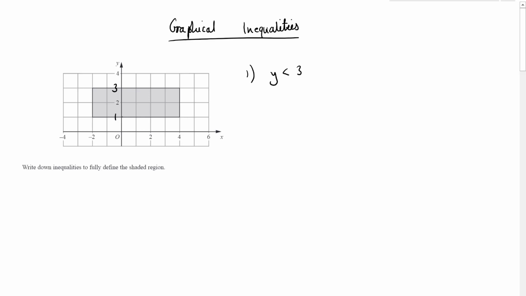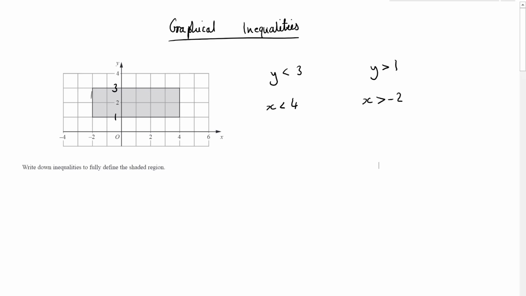The second one is below, and this goes through y is equal to 1, but it's looking at everything above y is equal to 1, so our second inequality is y is greater than 1. Our third inequality is going to be this line here. This line here is x equals 4, but we're looking at everything left of x equals 4, which means we're looking at everything less than 4. So this is x is less than 4, and then you can probably guess on the other side it goes x equals minus 2, but because we're looking at everything greater than that, this is going to be x is greater than minus 2. So these are our collection of 4 inequalities that fully define this shaded region here.